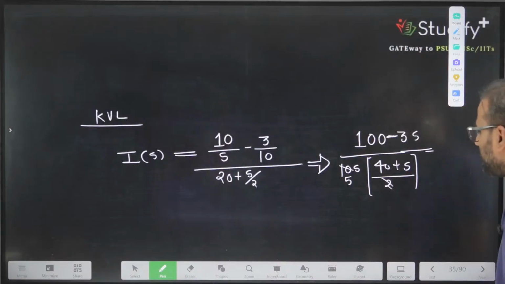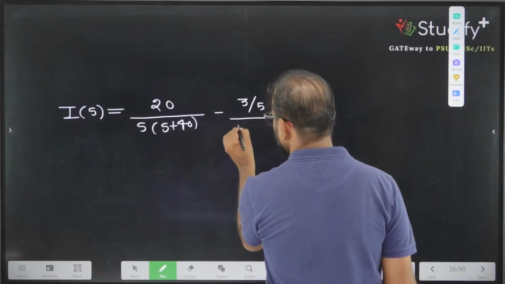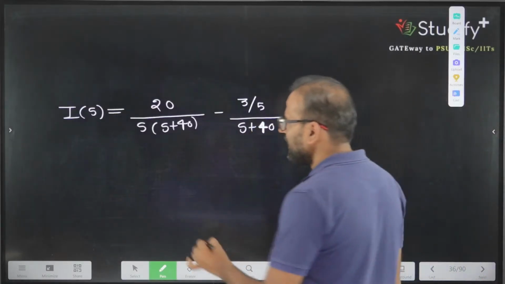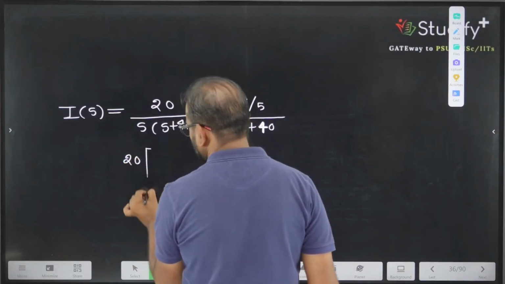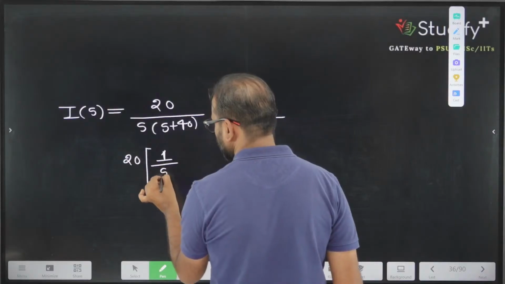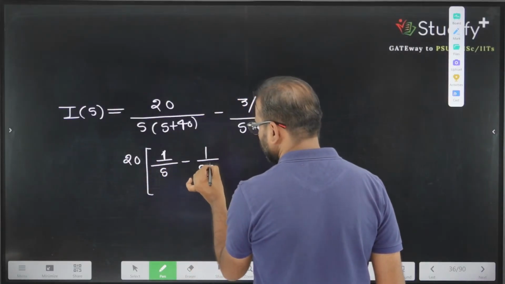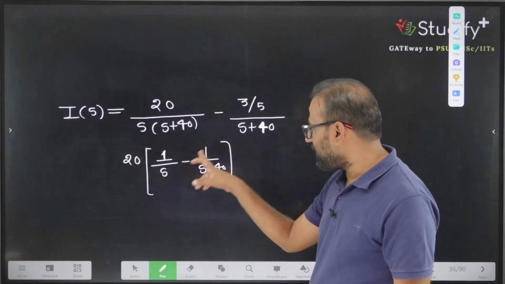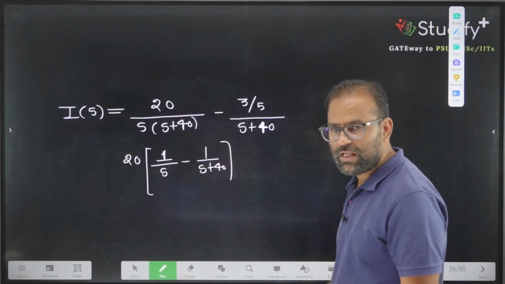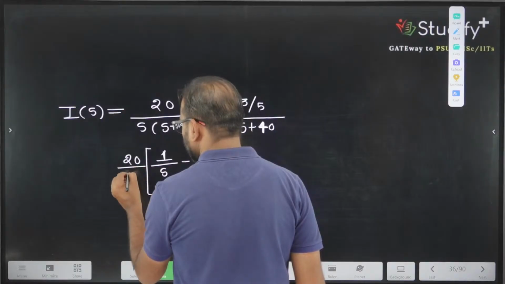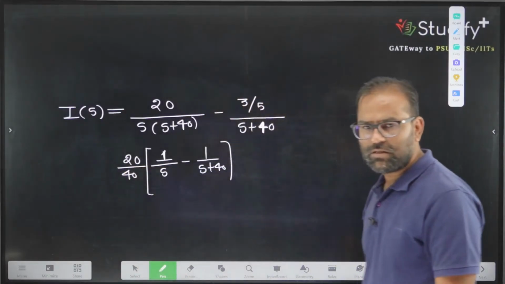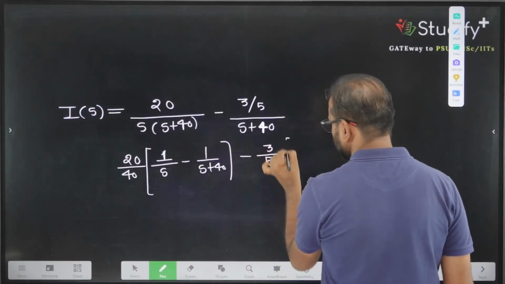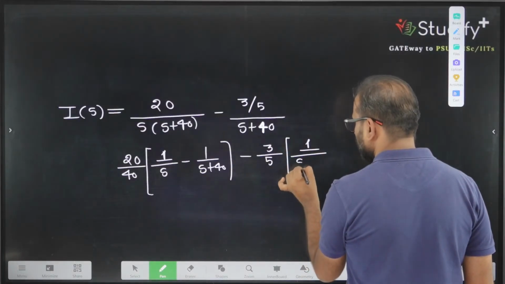And this value is what? S plus 40, because S and S cancel, so S plus 40. Correct? Now how can I write it? I can take 20 as common. If I take 20 as common, I can write this as 1 by S minus 1 divided by S plus 40. So when you solve this, this will be S plus 40 minus S, so 40 is on the numerator. We don't have 40 on the numerator, so I will divide it by 40. Correct? And this value is minus 3 by 5, 1 divided by S plus 40.